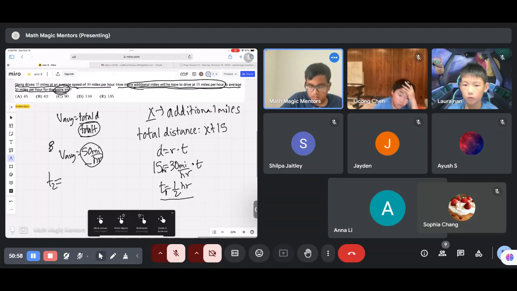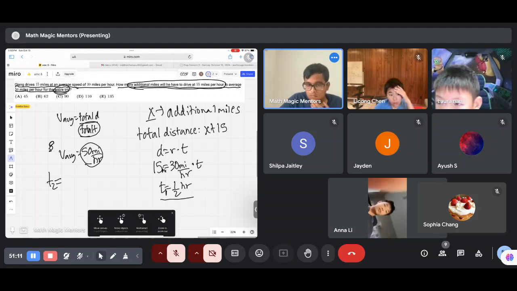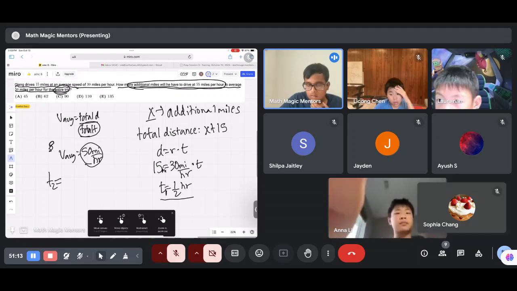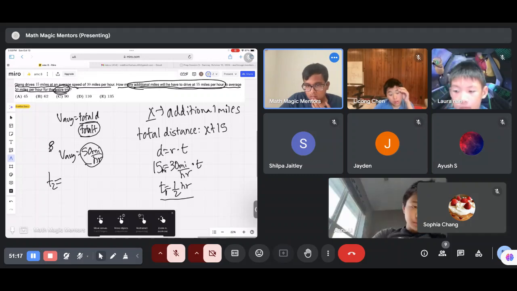So does anyone have any ideas before I review the solution? So T2 in terms of X and a constant. That's my hint.